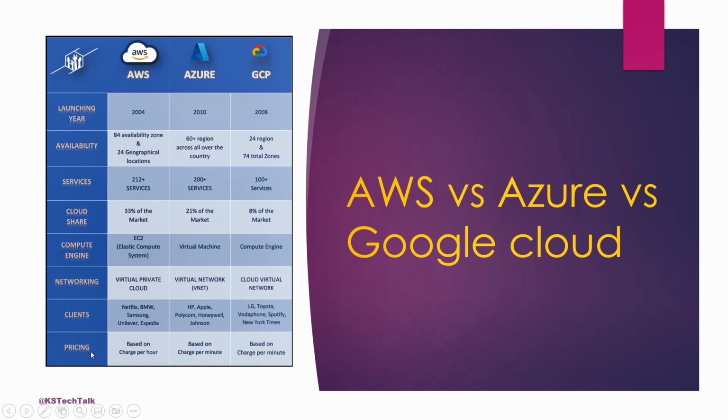And pricing. For AWS, as I said, it is based on a charge per hour, pay as you go basis. All three competitors go with pay as you go, but the pricing differs. AWS charges per hour, but Azure is based on charge per minute, and GCP is also the same, based on charge per minute. These are the main differences between AWS, Azure and Google Cloud.